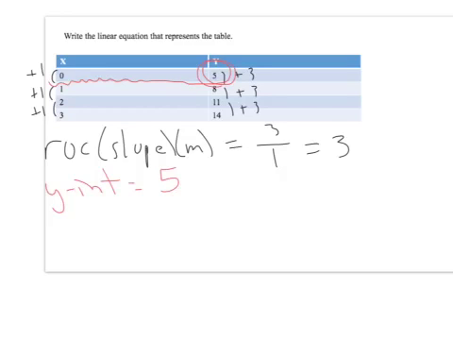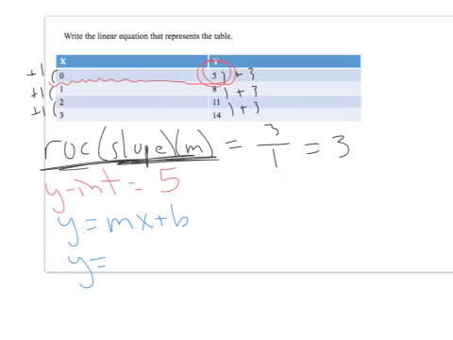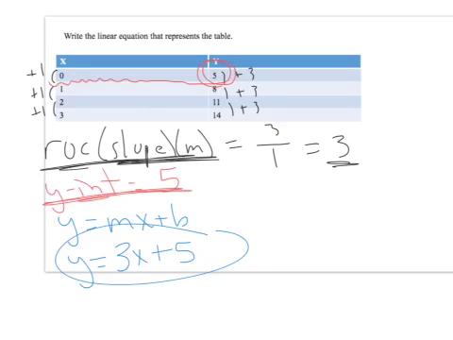So that's our y-intercept. Then we're going to fill in our equation, which was y equals mx plus b. So we're going to have y equals, and the m is our slope or our rate of change, which in this case was 3. Put our x with it, plus b is our y-intercept, which is 5, and that's our answer.